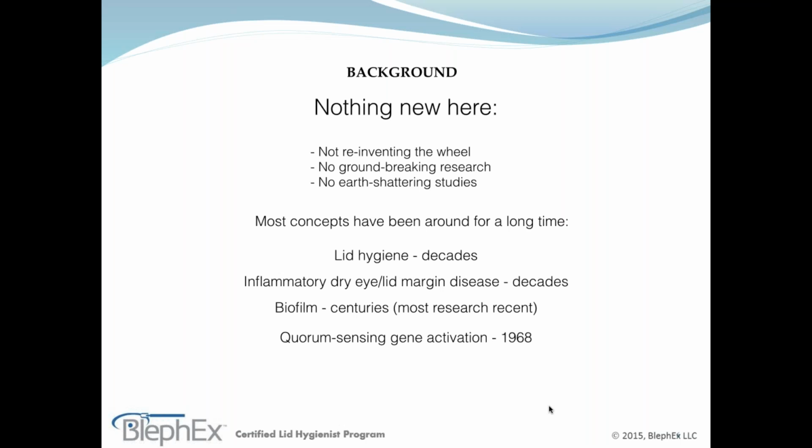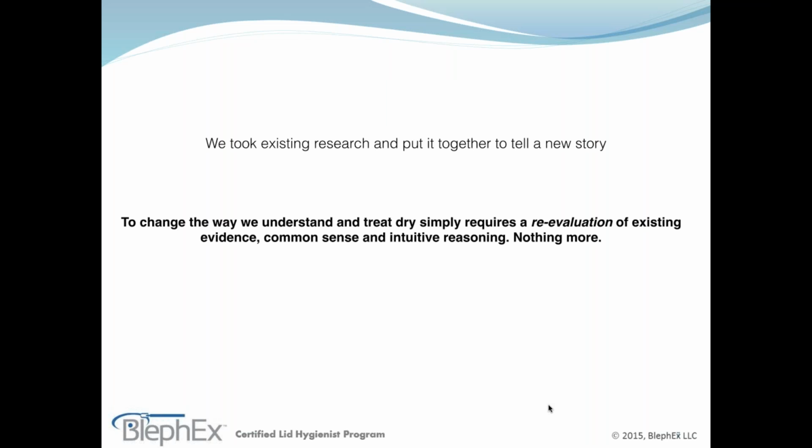Quorum sensing gene activation is probably the most recent research, developed by a Harvard scientist, John Woodland Hastings, in 1968. And Staph aureus virulence factor: Staph aureus is the bacteria that's really the bad guy causing a lot of the inflammation through its exotoxins and virulence factors. We've known about those for decades as well. We're taking existing research and putting it together to tell a new story, a story that's easier to follow.